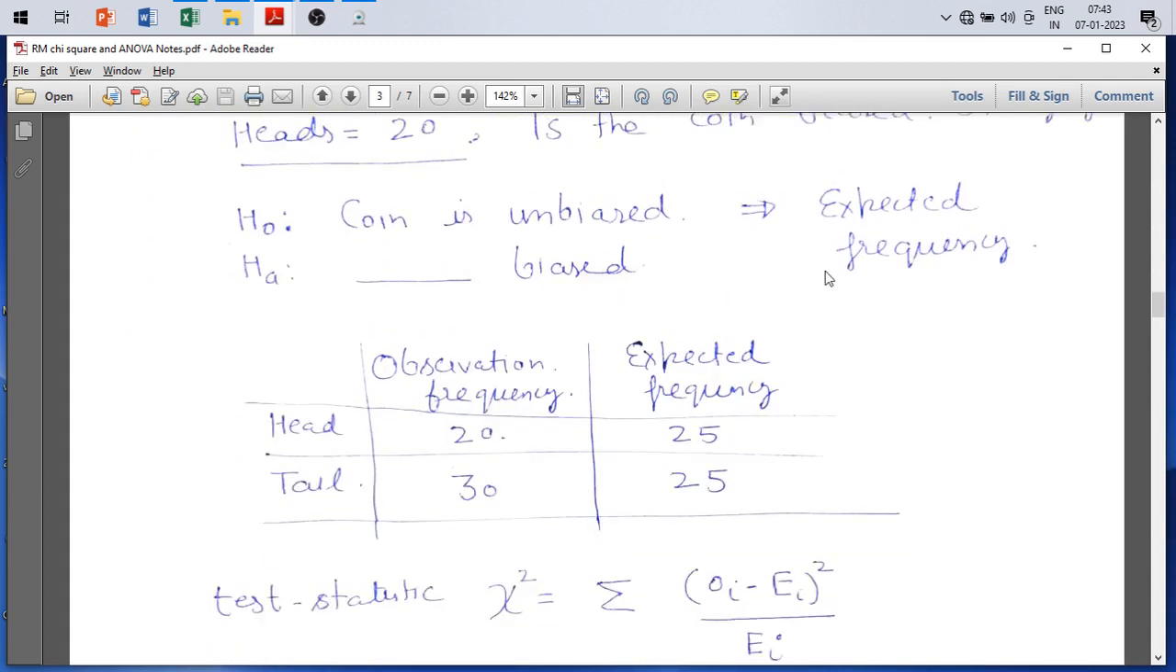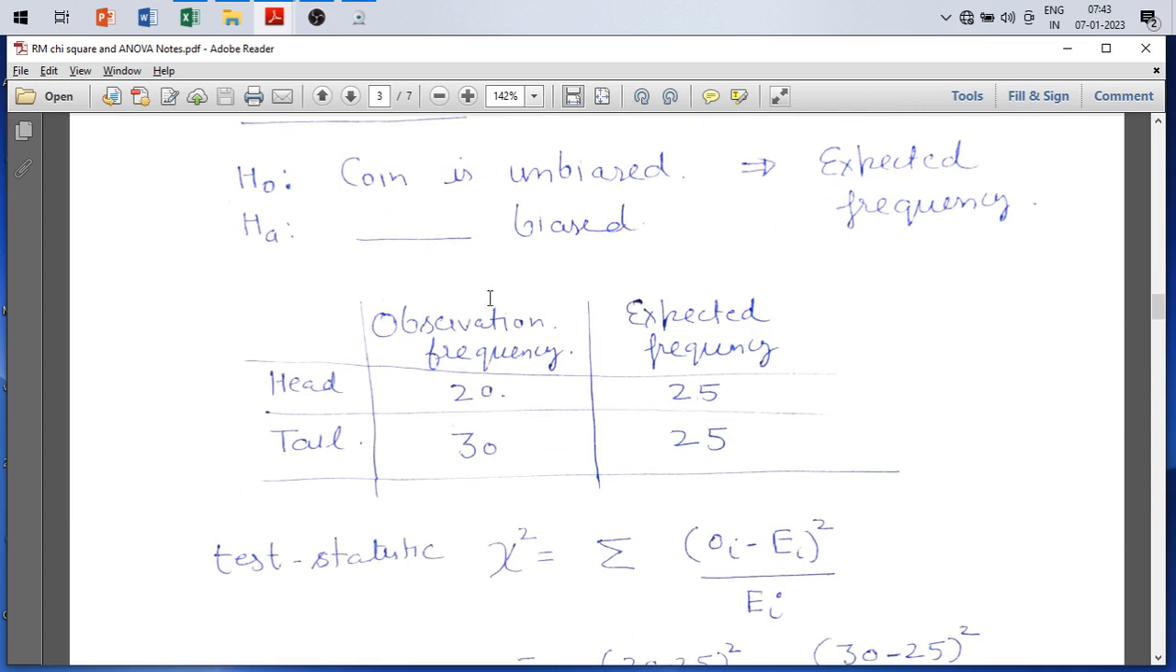The observed frequency in this case is head 20 and tail 30. Along with that, we can also write the expected frequency, which is based on what we are assuming. Our null hypothesis is that the coin is unbiased, so based on that, our expectation is 25 heads and 25 tails. So that is the first step: you work out the expected frequency based on the null hypothesis.